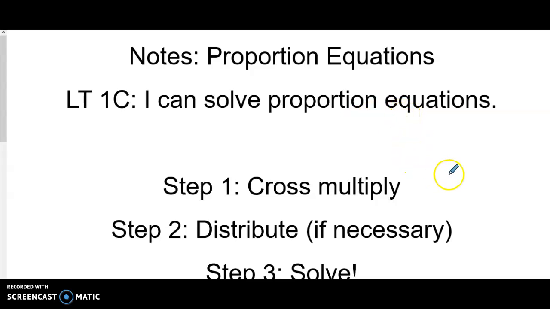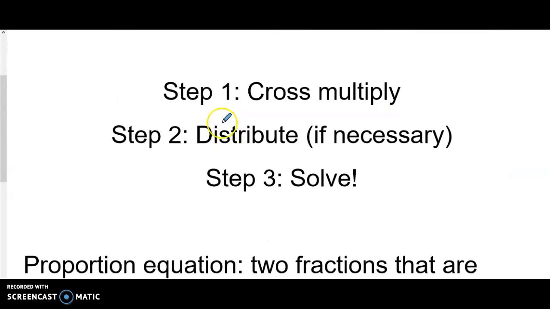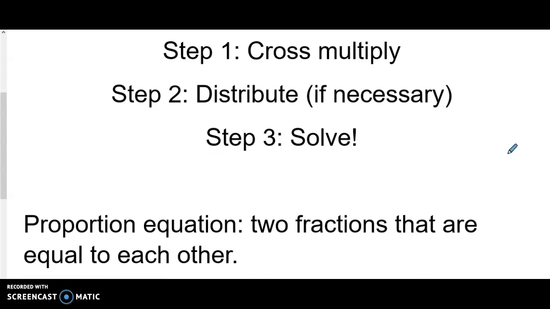There are 3 steps to solving proportion equations. Step 1 is to cross multiply. Step 2 is to distribute if necessary. Step 3 is to solve. The definition of a proportion equation is just 2 fractions that are equal to each other.